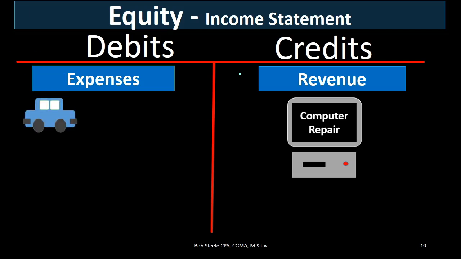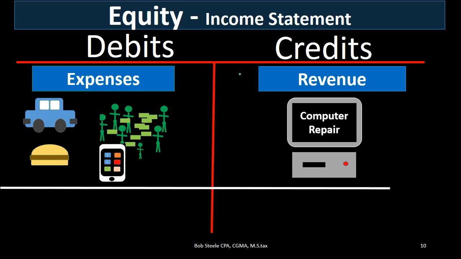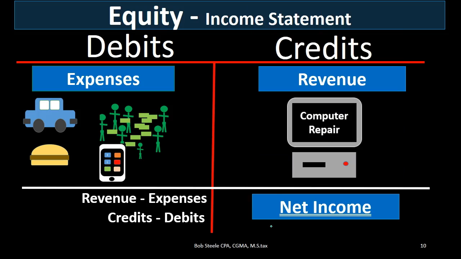Expenses, we're going to have things like, not the auto itself, but the gas and the maintenance on the auto expenses. We've got the wages expenses. We've got meals and entertainment expense. Not the telephone or computer itself, but the telephone bill expense. Those are going to be the type of expenses. And note that revenue minus expenses means that we're going to have credits minus debits, or net income on the credit side. So when we think about the equity part of the income statement is part of equity.